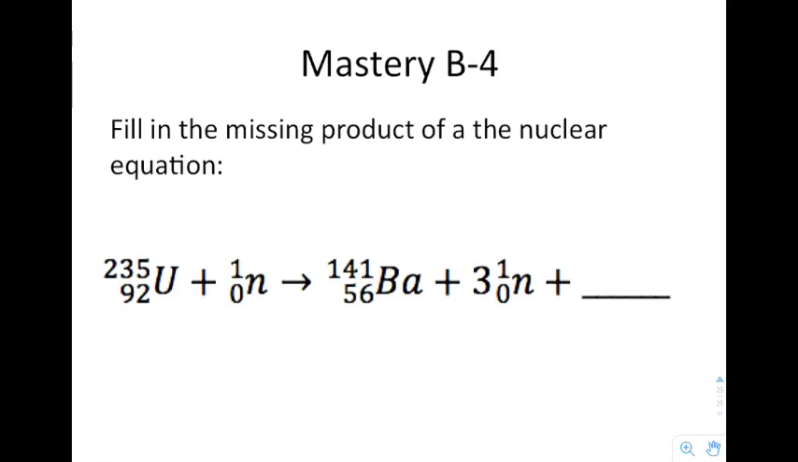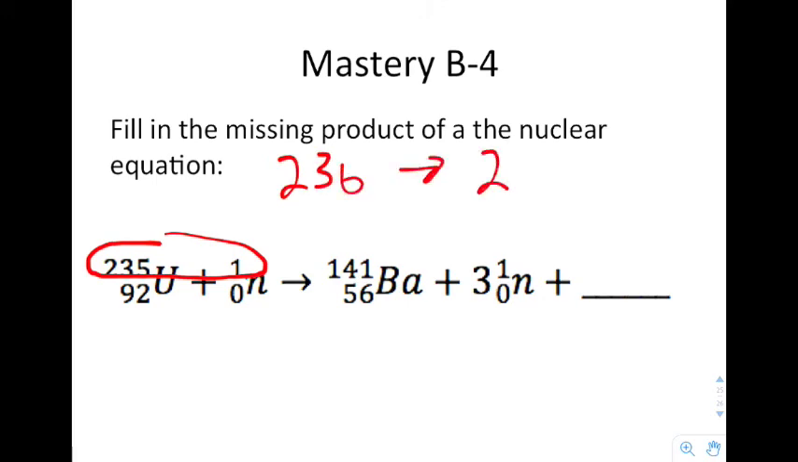So it says fill in the missing product of the nuclear reaction. One of the things that you realize is everything has to balance in a nuclear equation, just like it will in a chemical equation later this year. So I have 236 on the top on the left side, which means on the right side I have to have 236 as well. But the problem is that I have 141 and then I have 3 ones. So because of that, I have 144 right here, which means I'm missing some from the 236 that I need.